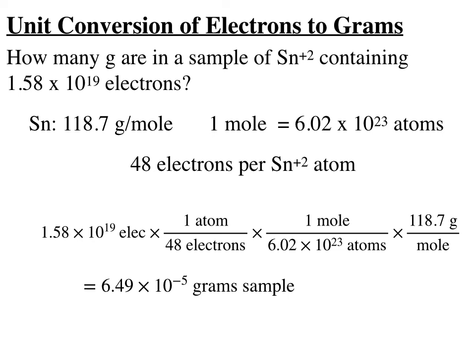I need to take 1.58 times 10 to the plus 19 times 1 times 1 times 118.7. Then I'll divide by 48, divide by Avogadro's number, and divide by 1. And this will tell me that I will get 0.0000649 grams of sample, or 6.49 times 10 to the minus 5 grams of the sample of tin plus 2.